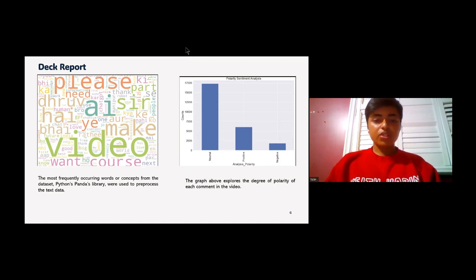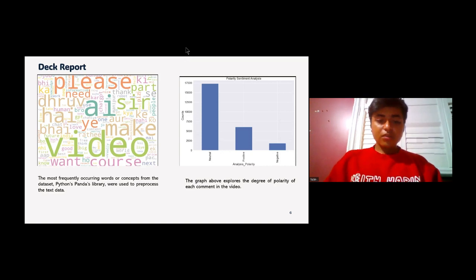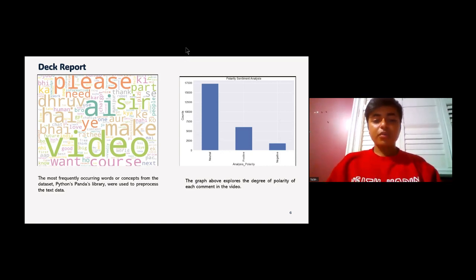And moving on to the next bar chart, we have the polarity sentiment analysis of the comments of the video. This bar graph explores the degree of polarity of each comment in the video. As we can see through the bar graph, most of the comments were neutral. For example, a word like Dhruv does not have any sentiment behind it. It is just the name of a person, so it doesn't really have an intent behind it.